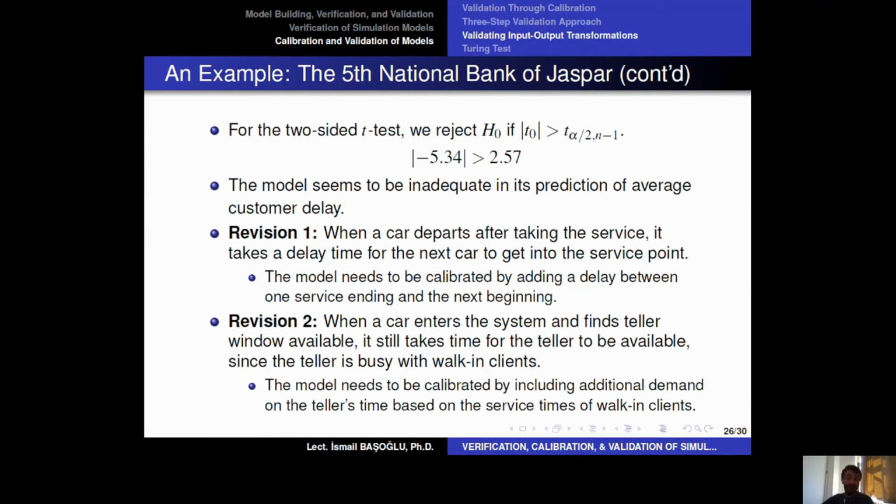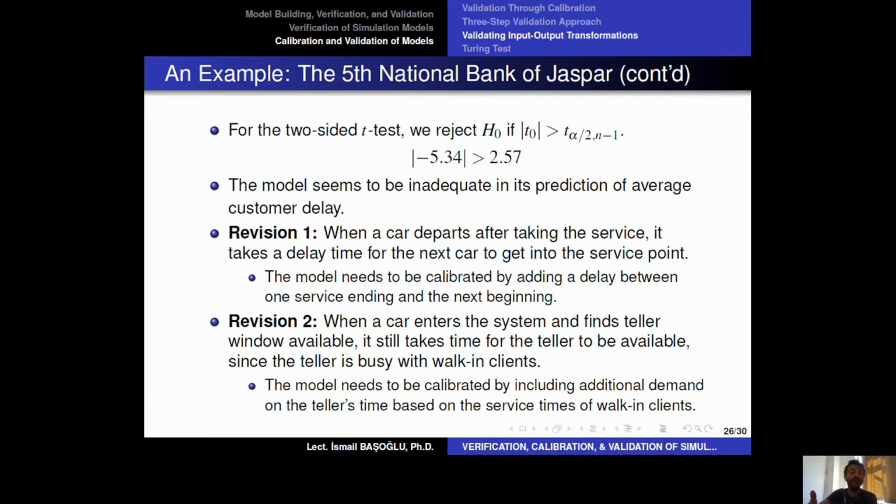Maybe after serious observation or after asking the end users who work in the system, maybe we should ask the teller about the job he is doing. Maybe when you ask the teller, they are going to describe that they experience some problems between the services of driving clients. So they have other tasks to do in between them. But they are going to tell you if you ask them, okay? So the model needs to be calibrated by including additional demand on the teller's time based on the service times of walking clients. Maybe we need to introduce walking clients in that system as well.